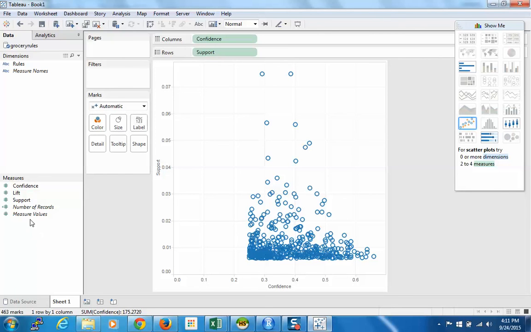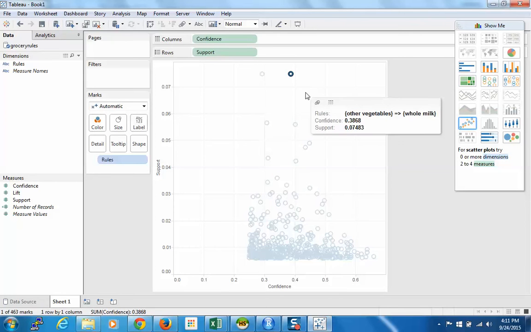Now, that is all fine. I know that I'm interested in these rules over here, but I do not know their name. So I'll drag the rule and I'll put it on detail. So once I do that, once I hover my mouse on these rules, I found out that, okay, this particular dot relates to other vegetable leads to whole milk, that rule. So that way I can find out which rules are interesting. I'm interested in those rules which have high confidence and high support, and these rules qualify for that.